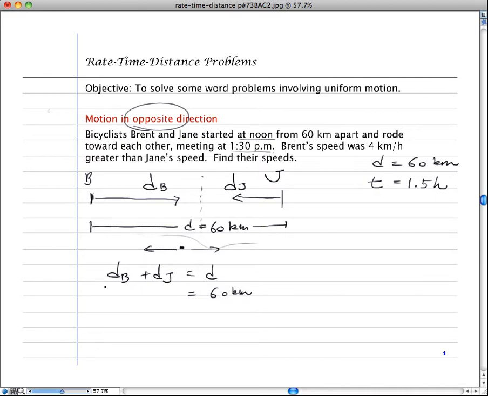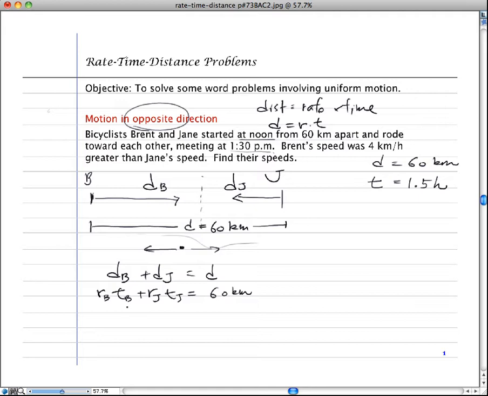And the distance traveled by Brent, how do I do that? Well, we have to remember the formula. The distance is equal to rate times time. We're going to shorthand that by saying D is equal to R times T. Distance traveled by Brent is equal to rate times time. But whose rate and time are we talking about? Brent's. So we put a little subscript to indicate that this is Brent's rate and time traveled by Brent. Plus, same thing with Jane.